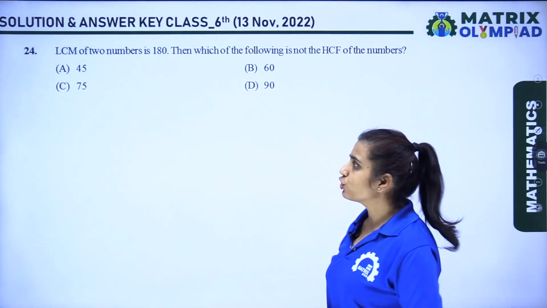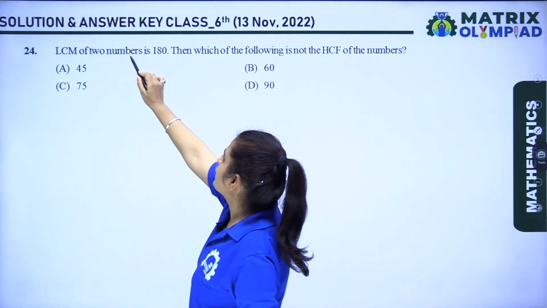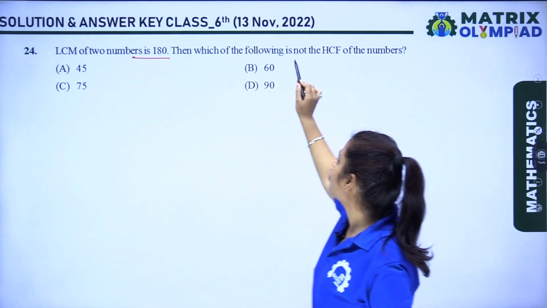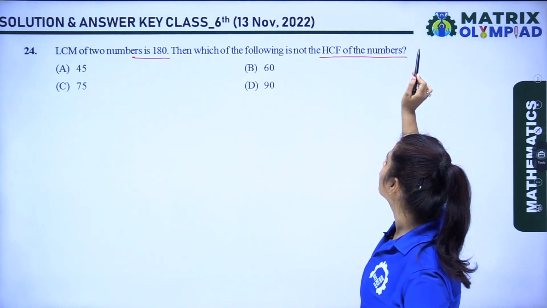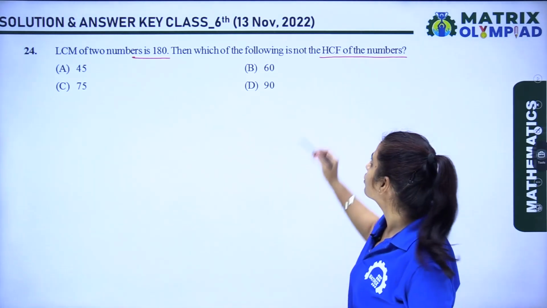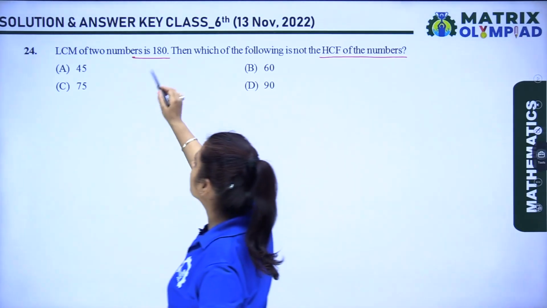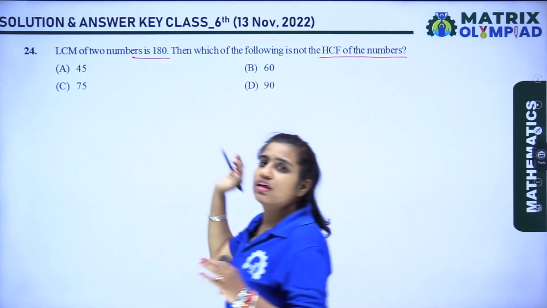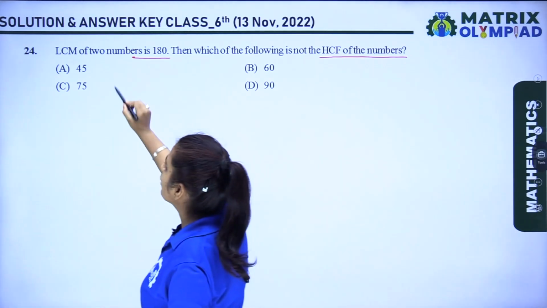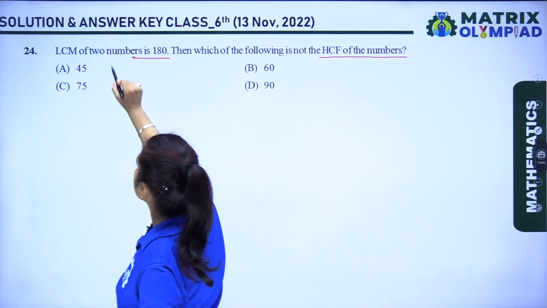Now, let's begin with the next question, that is question number 24. Question number 24 says that the LCM of two numbers is 180. We are given the LCM of two numbers, that is 180. Then which of the following is not the HCF of the numbers? So, we have to find out a number which is not the HCF of those numbers. Now, here LCM is 180. We know that LCM is a multiple of HCF. So, we will just check whether 180 is a multiple of 45 or not. Let's divide it.